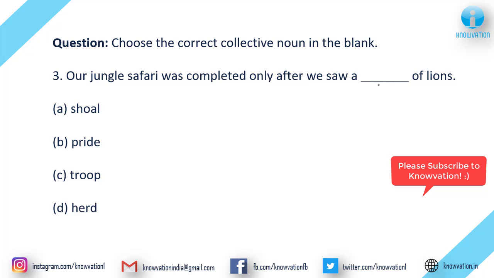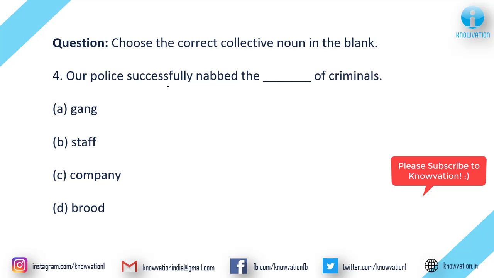Now a group of lions is called B, pride. So my correct answer will be pride here. Let's see the other options also. So shoal is generally a collective noun for fishes, and troop is generally used for soldiers, and herd again is used for animals. Alright, and moving forward, next is our police successfully nabbed the dash of criminals.